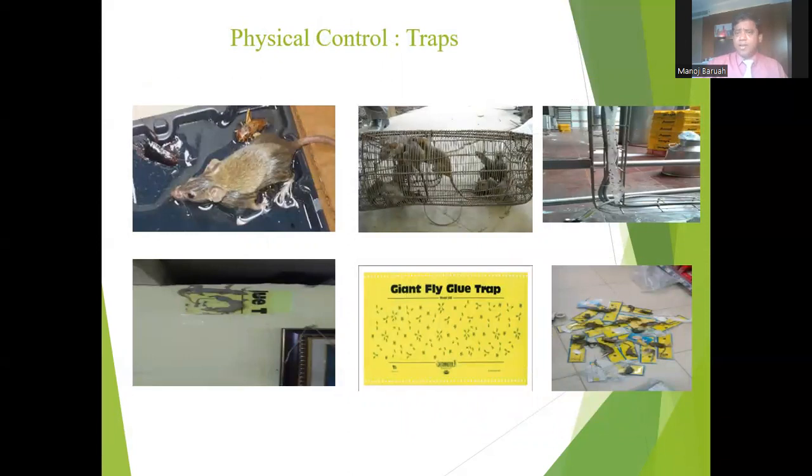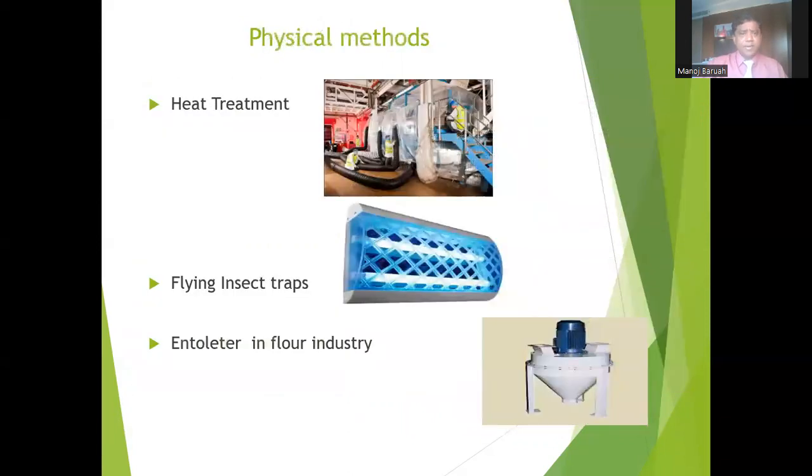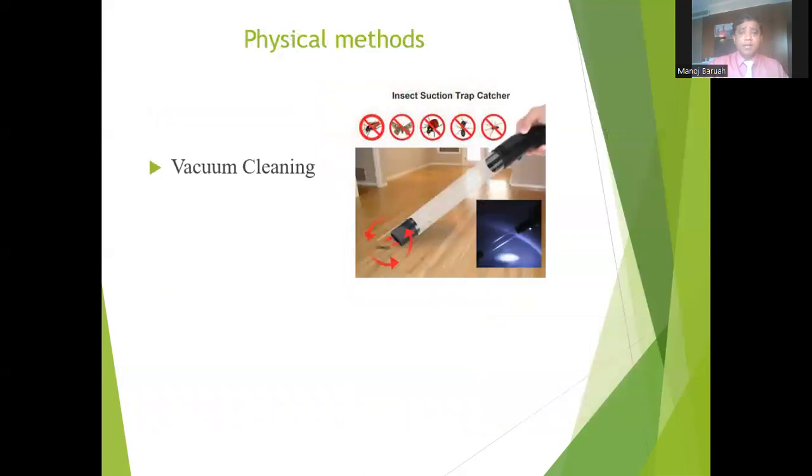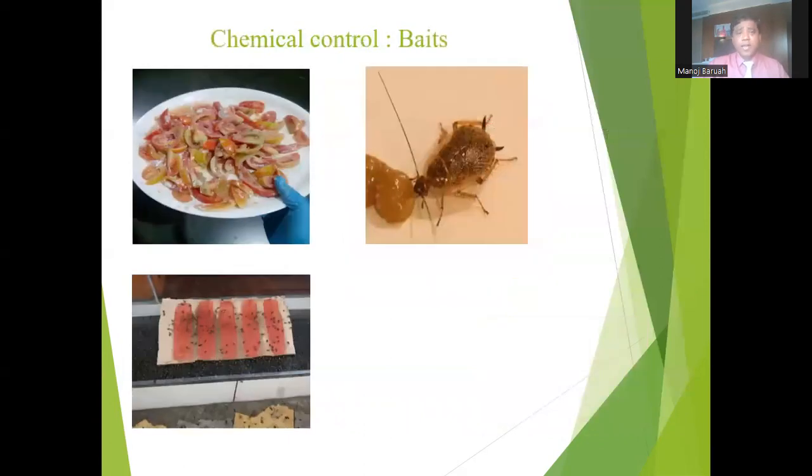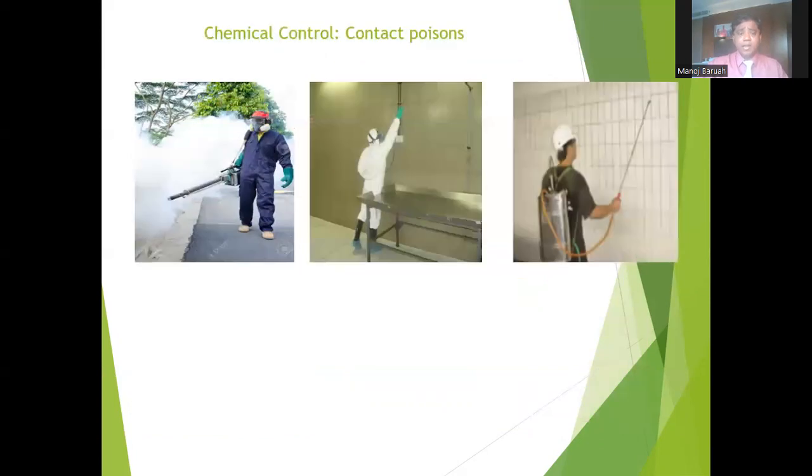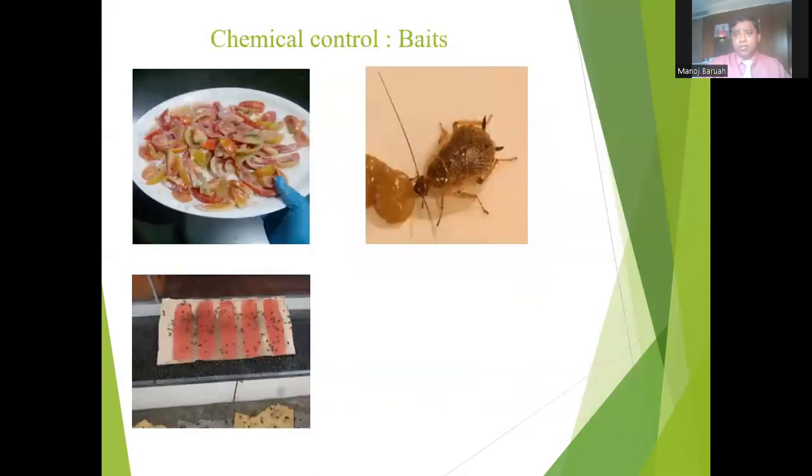Yes, traps are there. We are using these traps, and then other physical methods like heat treatment, and for flying insects, insect light traps, insect killers are there. Vacuum cleaning is a very good thing. Then chemical control, yes, baits are there. So baits are basically stomach poisons.